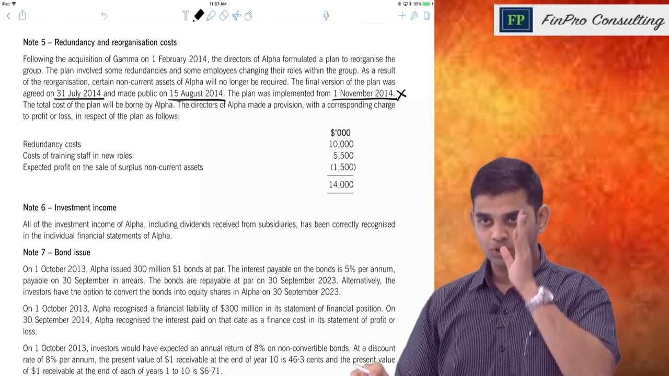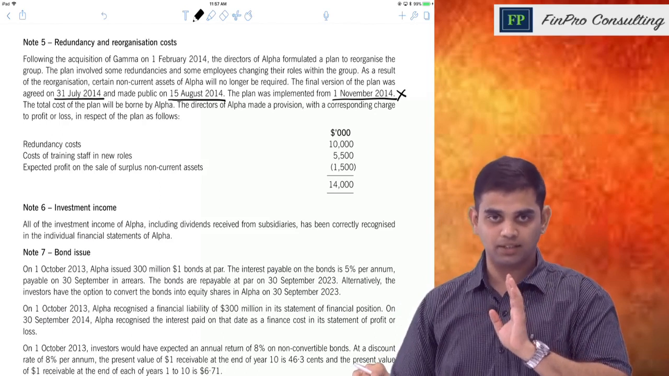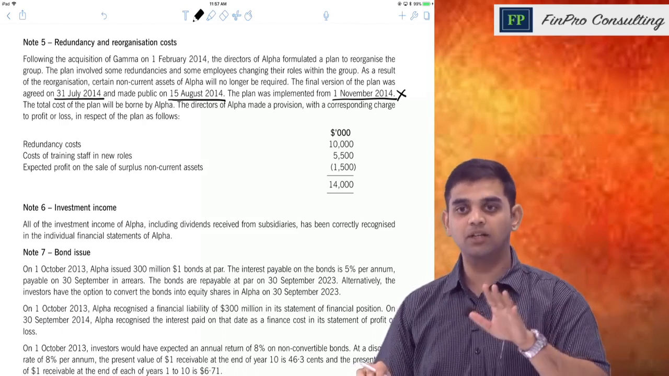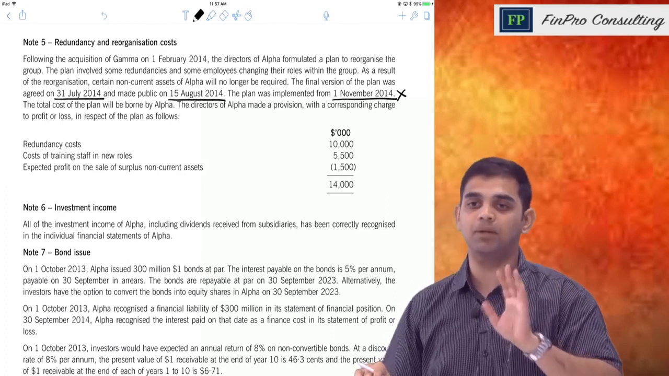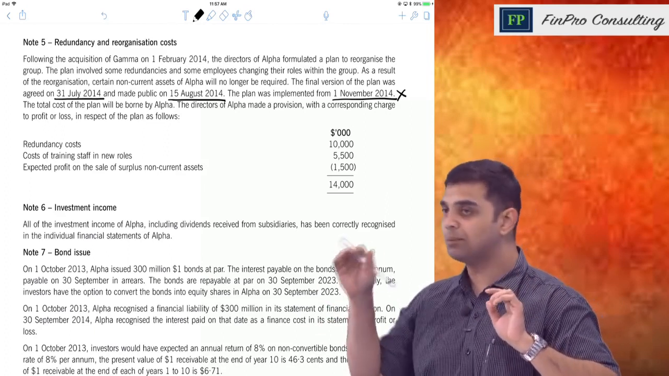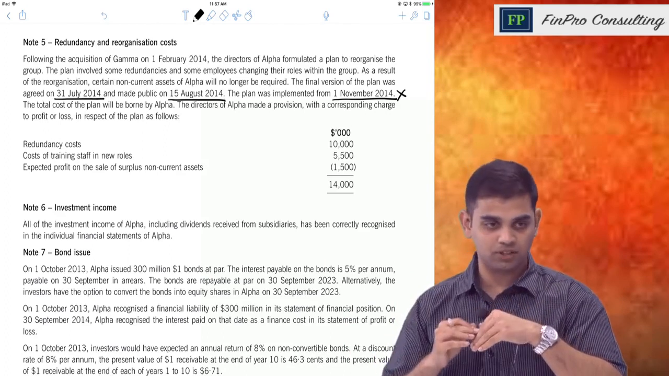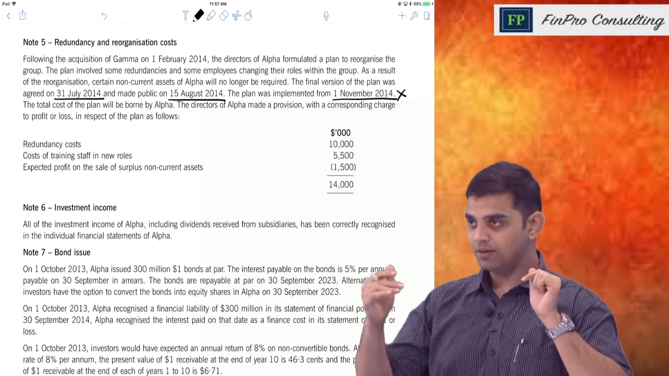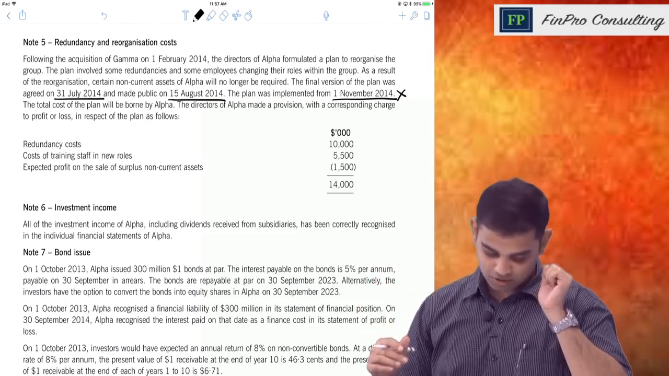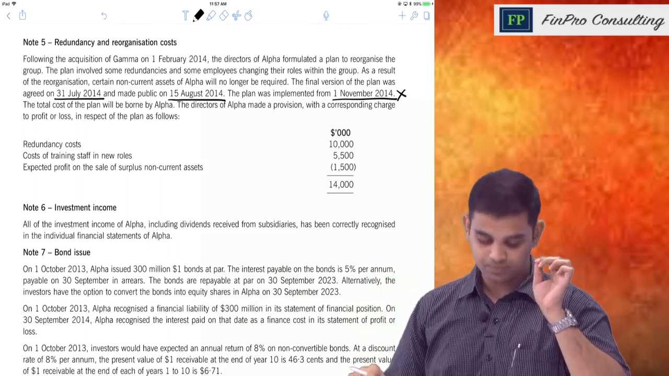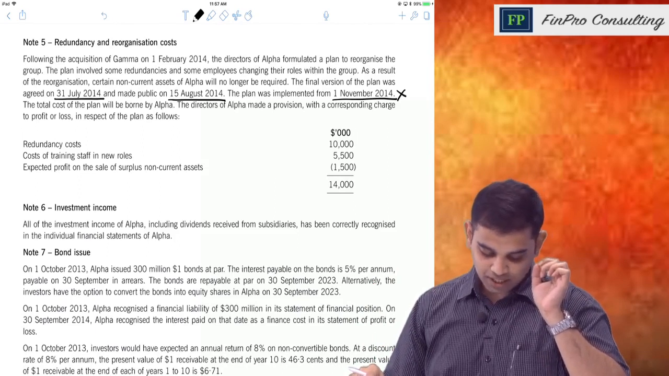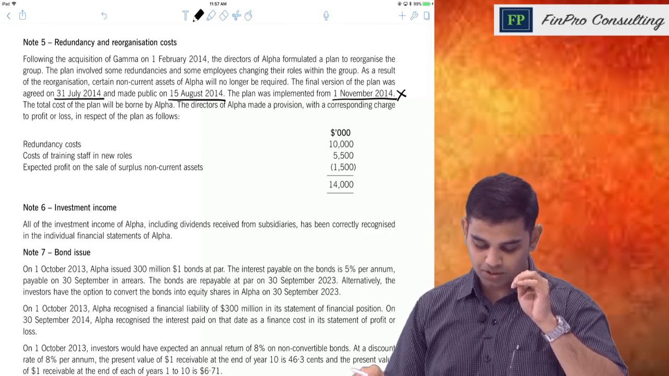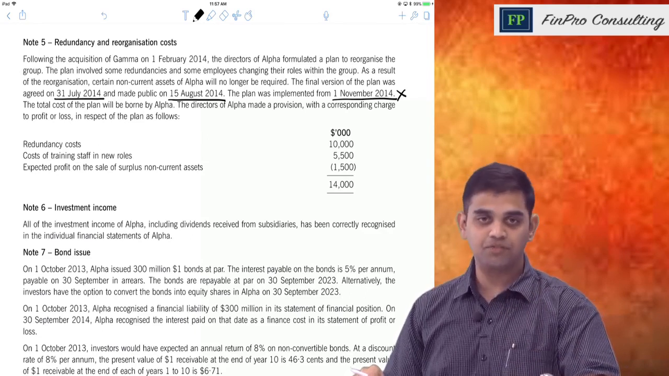Are you getting me? So the first thing we have decided, they have to recognize because the information was made public before the year end. It has nothing to do with when it was actually implemented. So 1st November is the implementation date, which is irrelevant for us. Now, during that restructuring, they have expensed out certain costs. First is redundancy cost 10,000. Cost of training staff in new roles is 5,500. And expected profit on sale of surplus non-current assets, they have reduced 1,500.